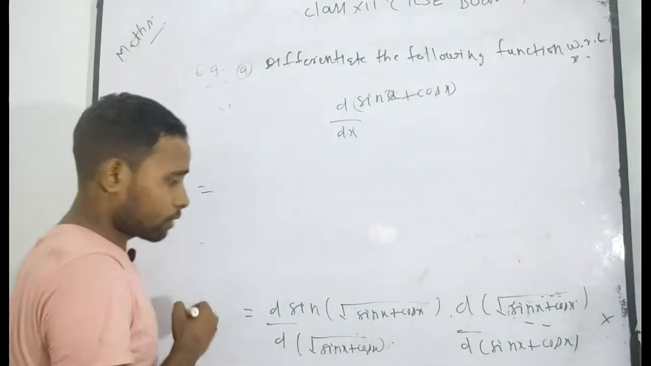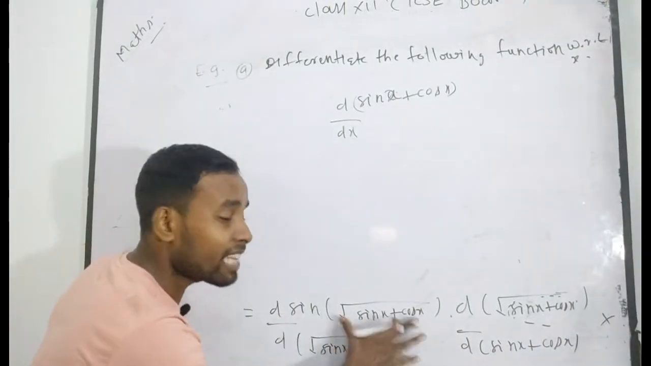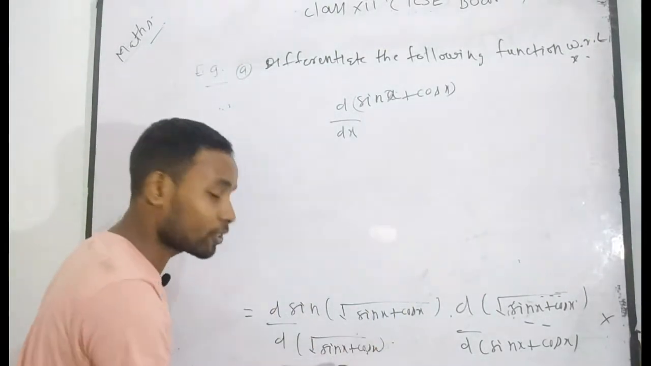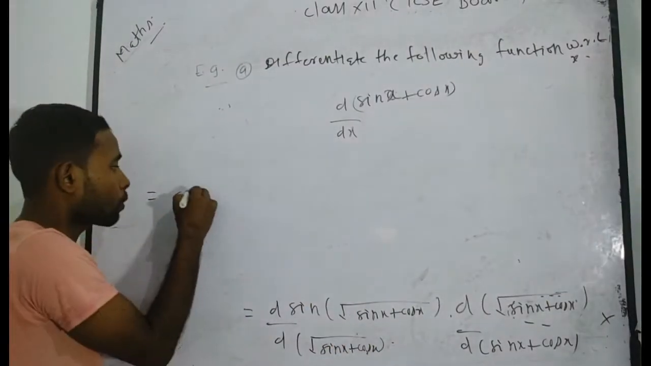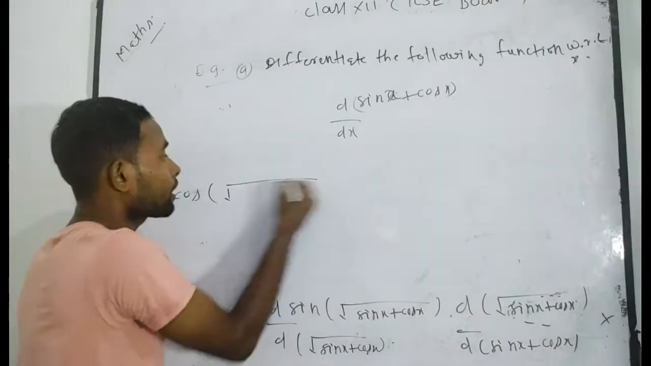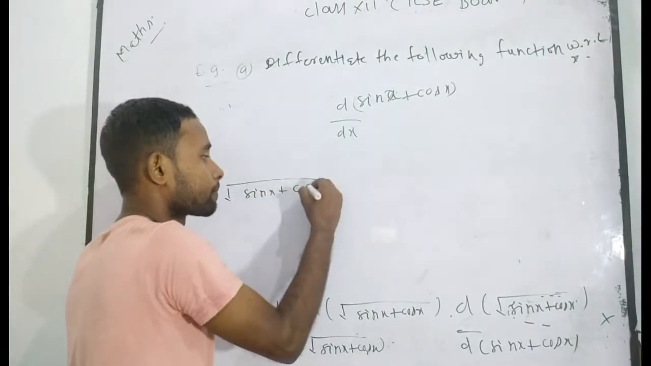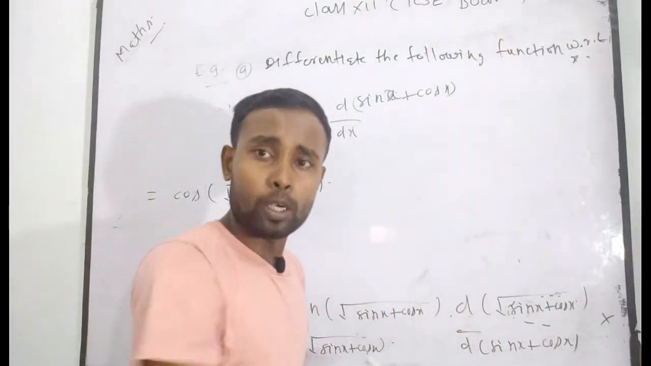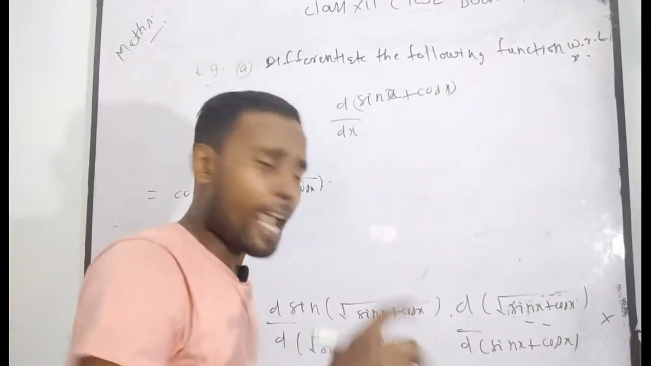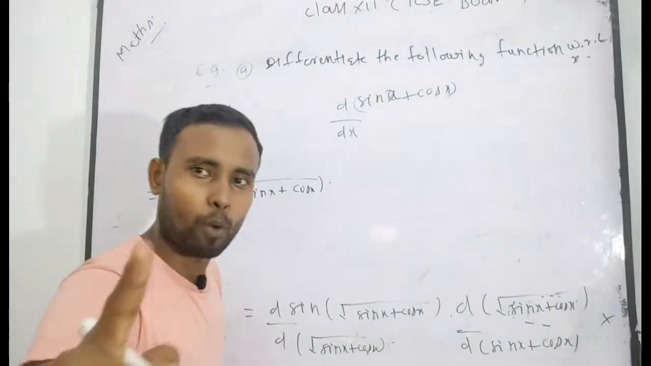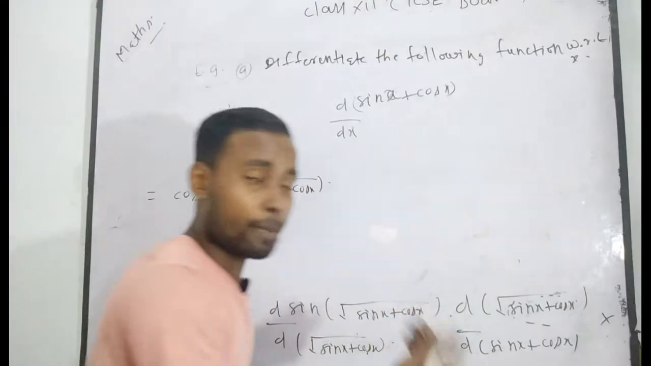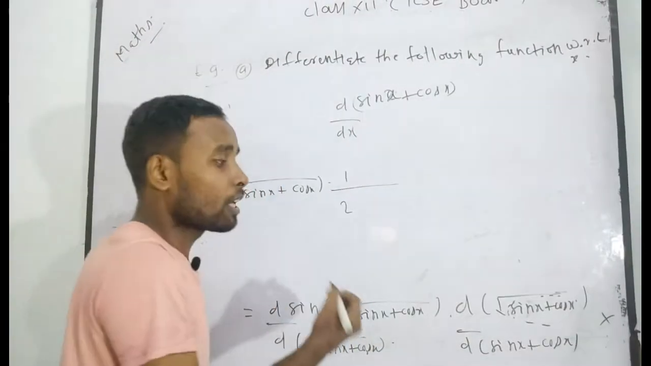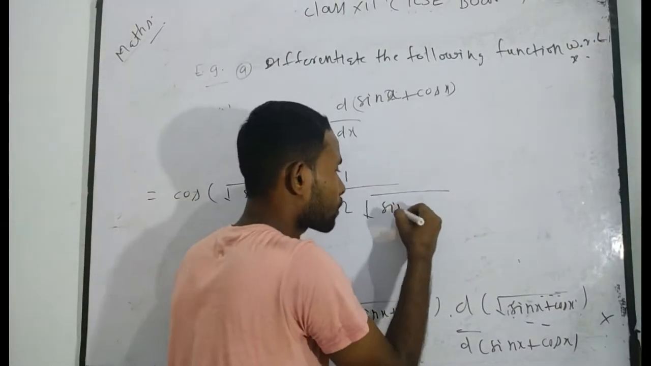Now finally I want to write the answer. Derivative of sin theta, where in place of theta there is root under sin x plus cos x. As you know, the derivative of sin theta with respect to theta is cos theta. So it will be cos of theta, where theta is root under sin x plus cos x, into the derivative of root under p, taking this function as p. As you know, root under p is differentiated with respect to p. The derivative of root under p with respect to p will be 1 upon 2 root under p, where p is equal to root under sin x plus cos x.